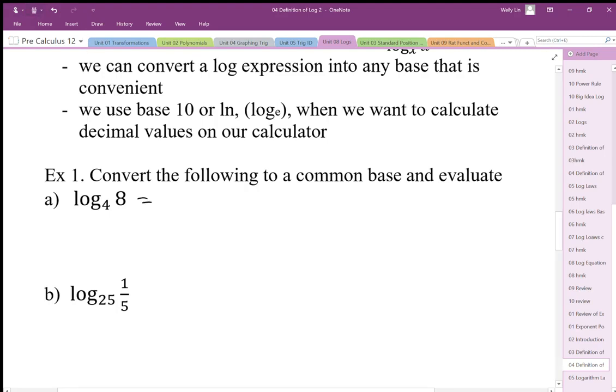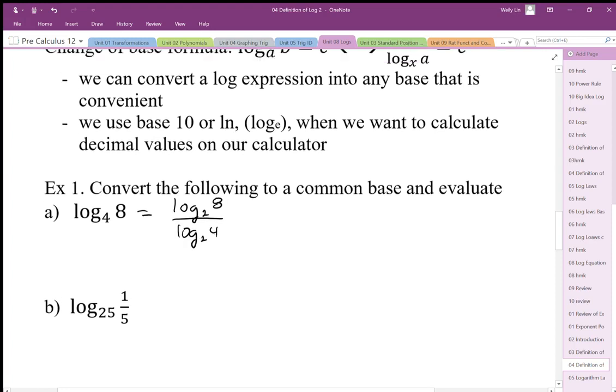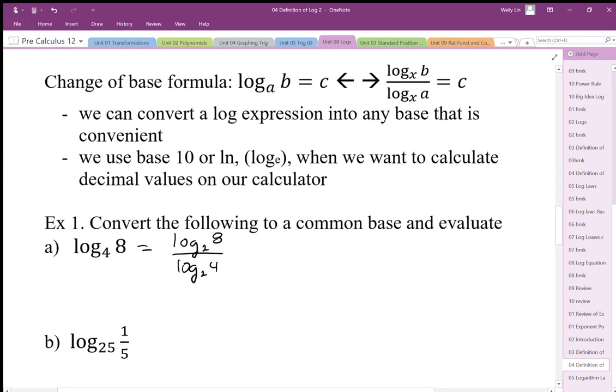So we can use this to convert it to base 2. Now, I could convert to base 10 and use my calculator, but really, if I convert to base 2, I don't need a calculator. So I'm going to say that this log is equivalent to log base 2 of 8 over log base 2 of 4. That's what my formula says up here: I take the log of the argument divided by the log of the base, and I can use whatever base I want. In this case, I use base 2.